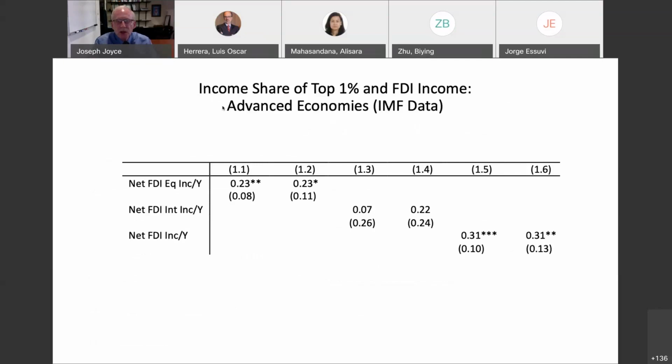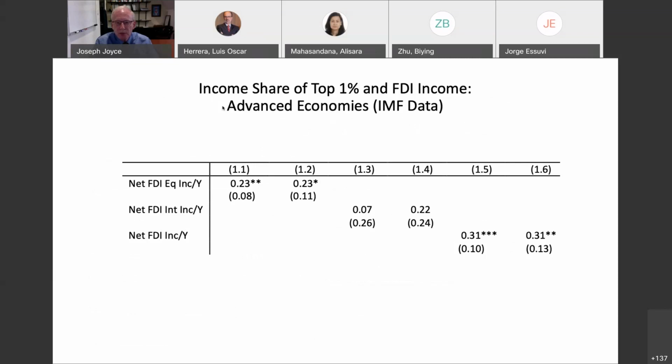So the dependent variable, again, is the income share of the top 1% of the income distribution. And it's the impact upon their income of, in the first two columns, net FDI equity income scaled by domestic GDP. And you can see in both cases it's positive, significant. A 1% change in the FDI income scaled by GDP leads to a 0.2% change in the income share of that top 1%.